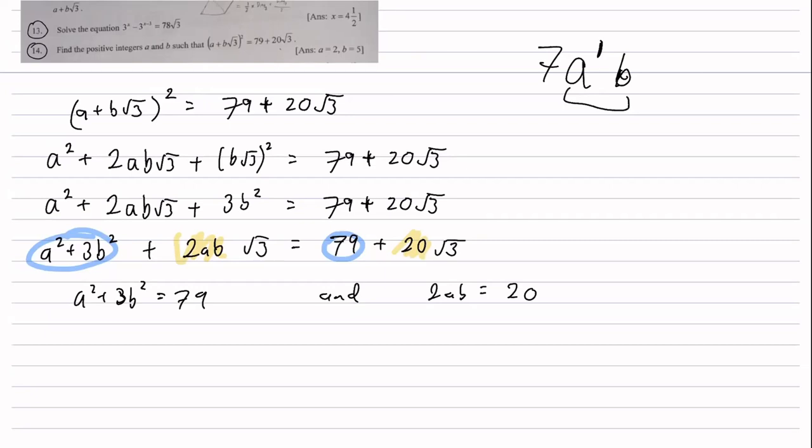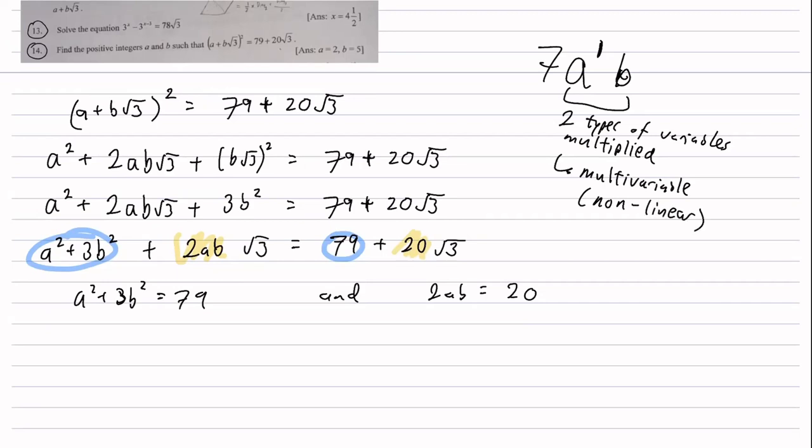This is what we call, if you multiply 2 different variables, 2 types of variables multiply, right? We call this multi-variable, non-linear. You are not allowed to type it in a calculator. You need to use computer software to help you solve it. Very difficult. I had to take a module in university to learn this. We dedicated the entire module to learning how to solve this kind of equation.